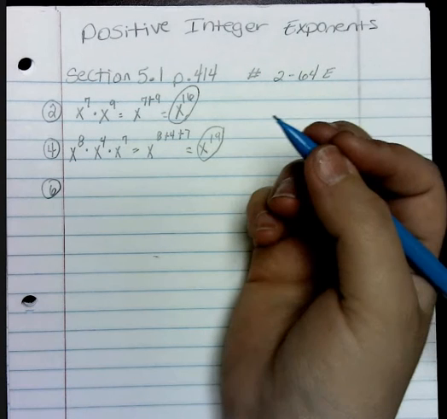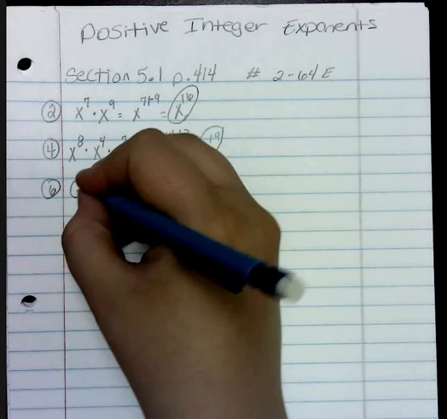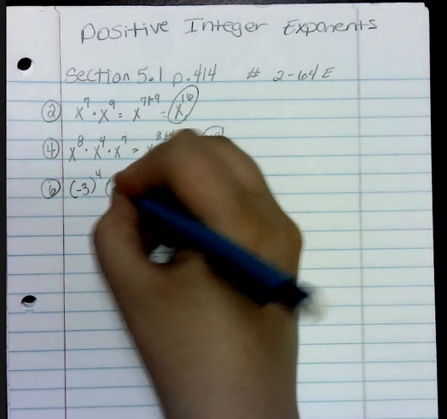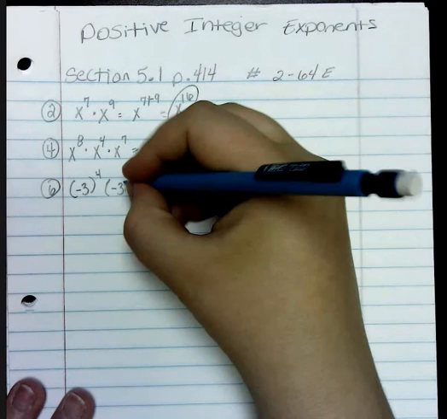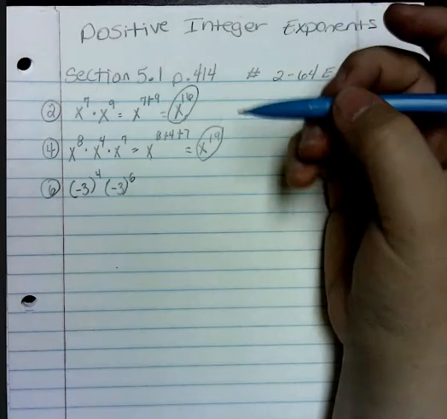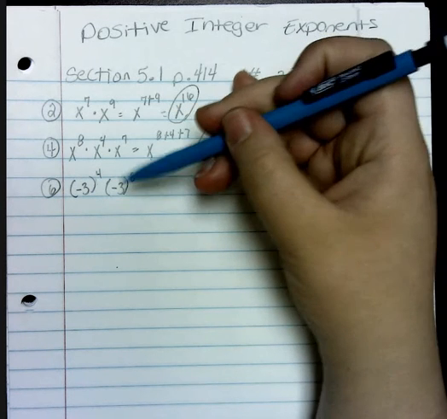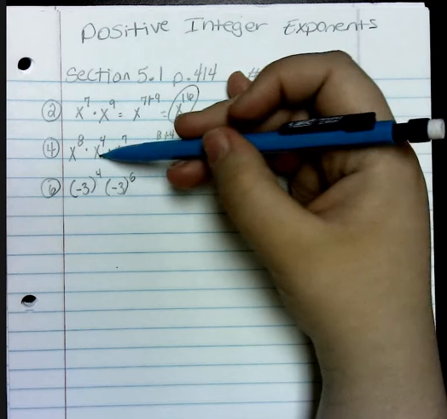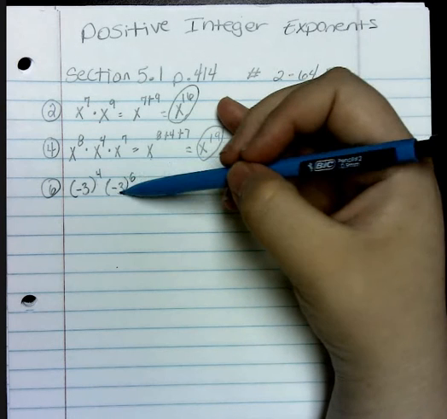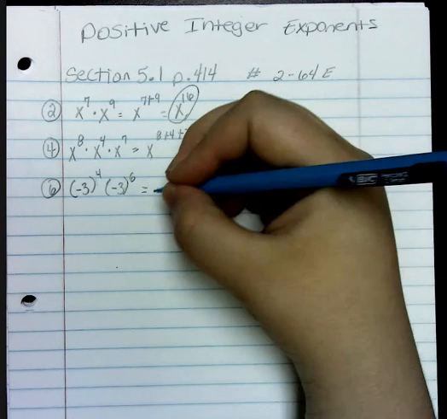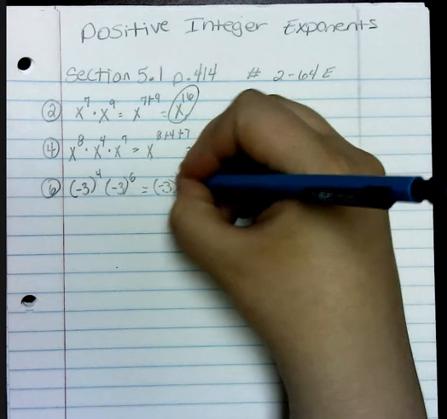Number 6 says we have negative 3 to the 4th power times negative 3 to the 6th power. So on this problem, it's the same thing. We are multiplying and we have 2 of the same base. That is key here. Notice how number 2 we had all x's. Number 4 we had all x's. Now on number 6 we've got all negative 3's. Okay. So we've got negative 3 to the 4th times negative 3 to the 6th. So all they're asking us to do is to write the expression in simplest form. They're not actually asking us to evaluate. So that would give us negative 3 to the 10th power.